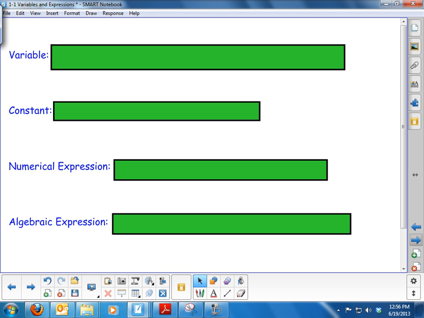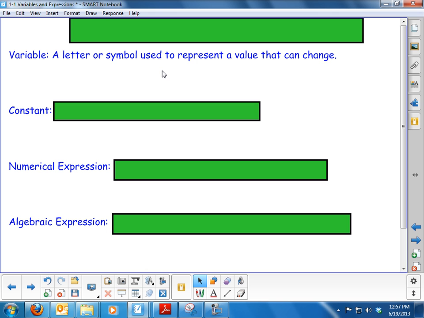First thing we're going to have are some vocab words. So I need you to write down the word, and then we're going to follow it with our definition. So the first word is what a variable is. We're going to be using variables every day in algebra, so we need to know what that means when we say the word. A variable is simply a letter or a symbol that is used to represent a value that can change. So for example, x is a variable, okay?